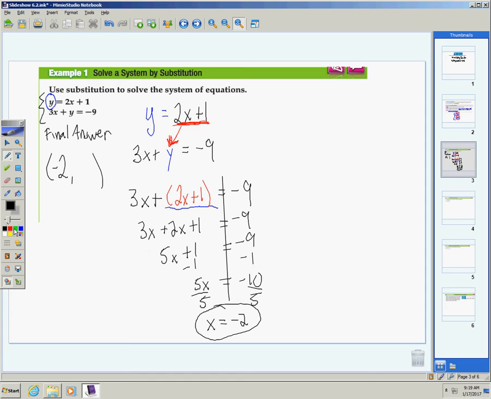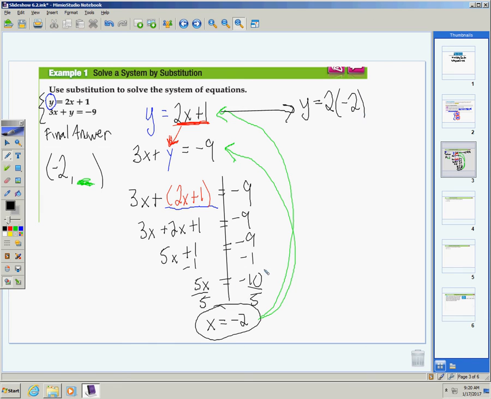The way I do that is I take this x and I can plug it back into my second equation, or I can plug it back into my first equation. You would get the same answer either way. I'm going to choose to plug it into the first equation, so let's see what we'd get there. We'd get y equals 2, and I'm just going to substitute in negative 2 for x, because I know x equals negative 2, plus 1. y equals 2 times negative 2 is negative 4, plus 1. And then my final answer ends up being y equals negative 3.